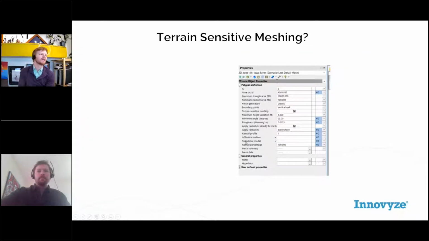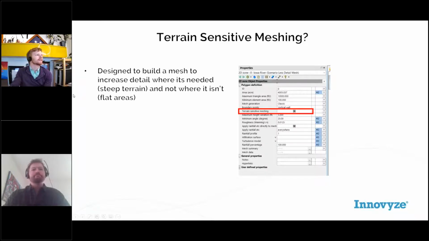So terrain sensitive meshing, if you aren't too familiar with ICM or not familiar with it at all, it's a really nice tool to be able to add in detail, like I said, to areas where there is steep terrain and not where there's areas that it doesn't matter so much, in flat areas. As we were talking about before, ICM uses an unstructured mesh where each one of the cell elements is a flat elevation. Versus some of the ones like HEC-RAS or like we were mentioning recently added to XP Swim, the subgrid sampling and things like that.